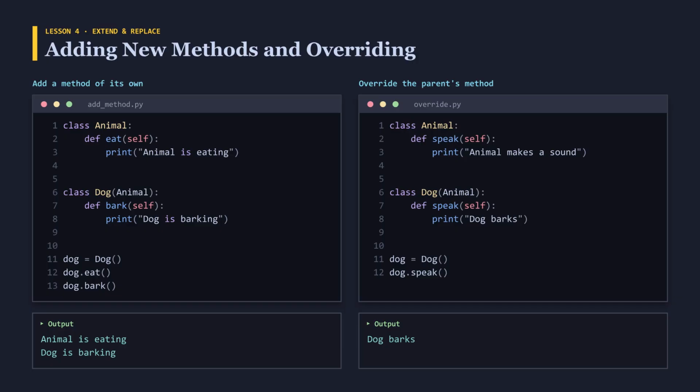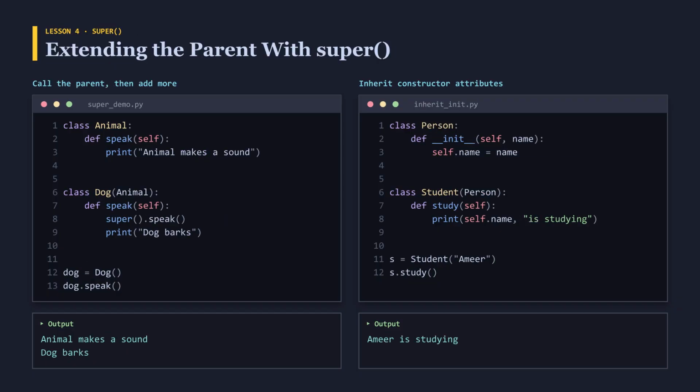Children can do more than just inherit. They can add new methods, like a dog adding a bark method, or they can replace a parent's method entirely through a process called overriding. This allows for specialization. Sometimes you want to add behavior while still keeping the original functionality. The super function allows a child to call the parent's version of a method, then add more logic on top. It is also standard practice for constructors.